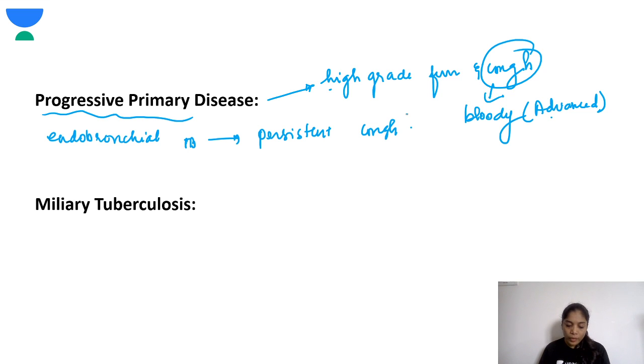Now based on the compression of this airway, they can have dyspnea, wheezing, and there could be cyanosis. They can present with various symptoms. So now coming to miliary tuberculosis.